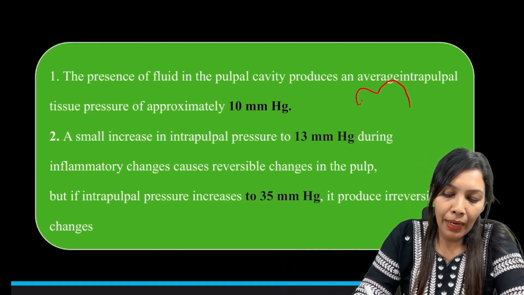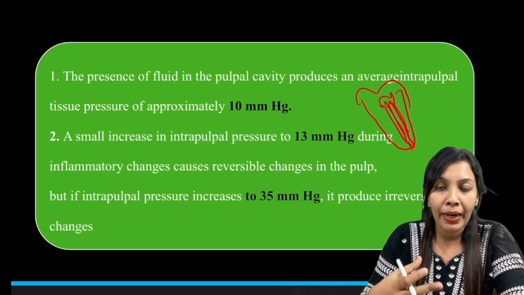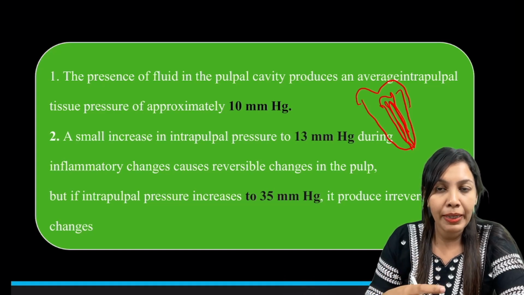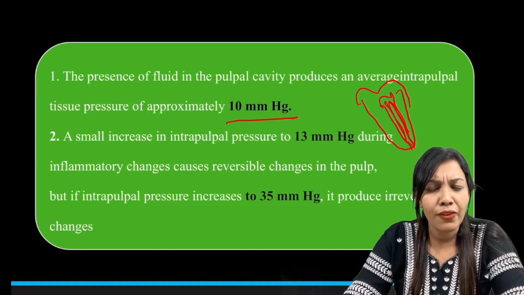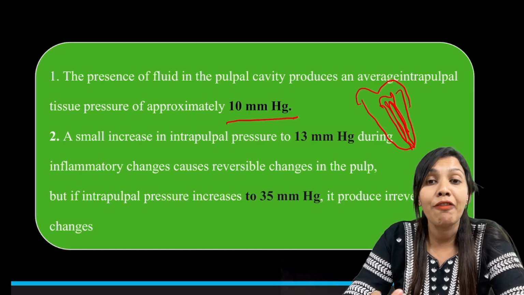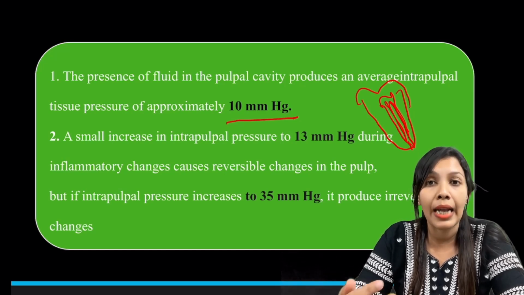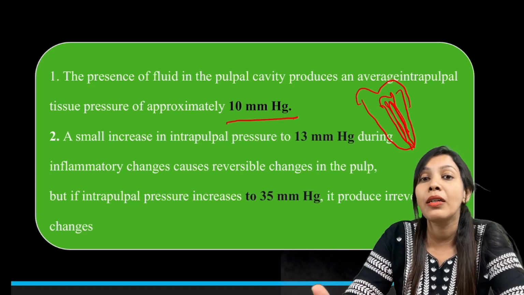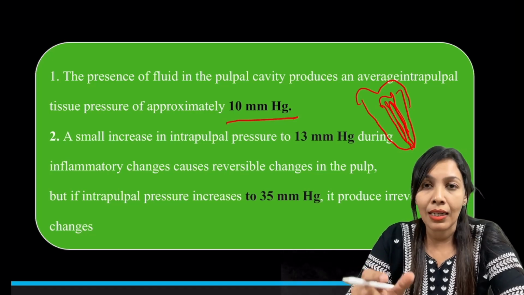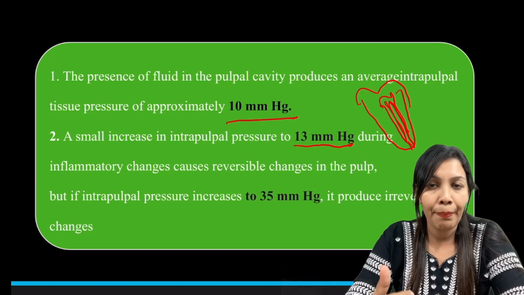We know that the dental pulp consists of vascularity inside it. Because of the movement of the vascular supply, there is a pressure being built up, and that is normally 10 mmHg. Because of certain insults, inflammation takes place, and the pressure might change from 10 mmHg to 13 mmHg. This is a condition where the pulp is able to repair by itself. When it reaches 13 mmHg, we can come back to its normal pulpal state.